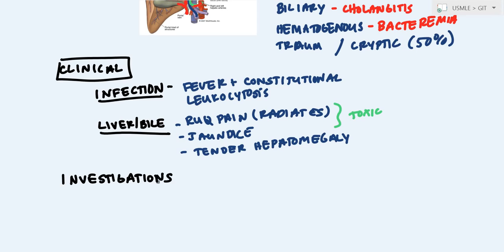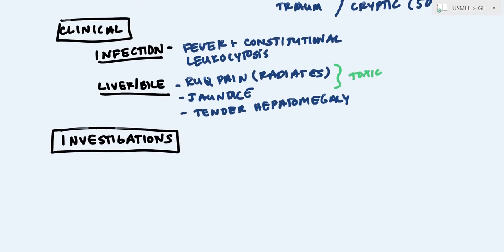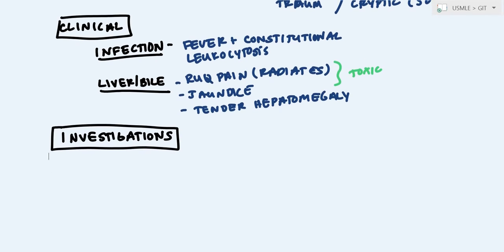What kind of investigations would we do? The investigation that you'd want to do, first, of course, this is a problem with the liver, so you're going to do your liver function test. And they're all going to be elevated. You're going to have elevated AST, ALT, you're going to have elevated ALP, your bilirubin will also be elevated. Your albumin level will be low.